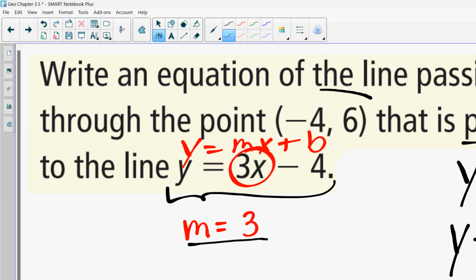Now we're going to use the point they gave us. And a point is always going to come in the form of x comma y. So the x value goes in where x1 is, and the y value goes where y1 is. Any questions on this so far?